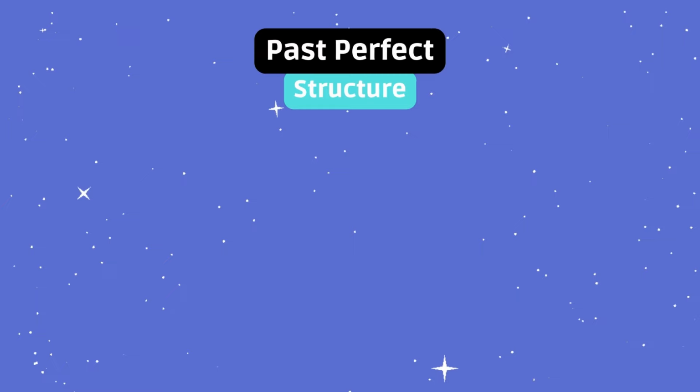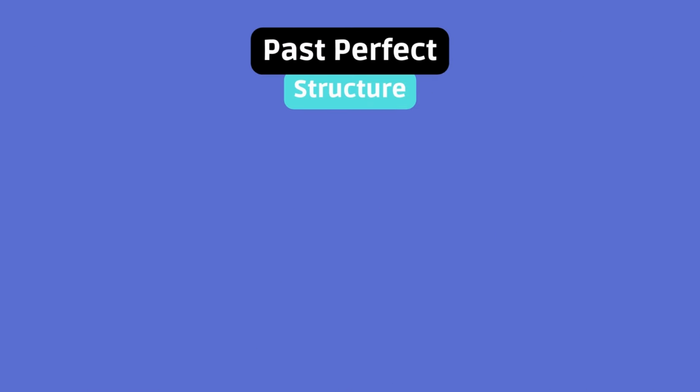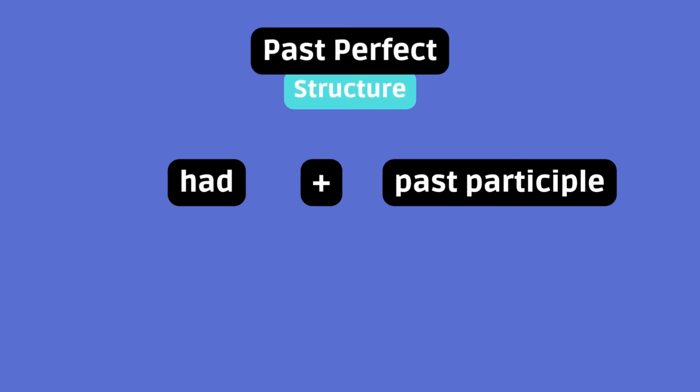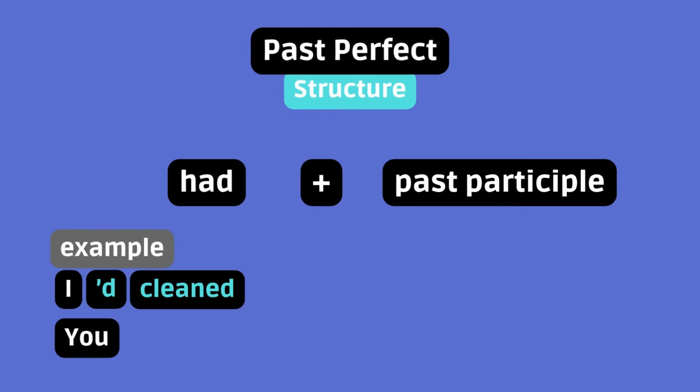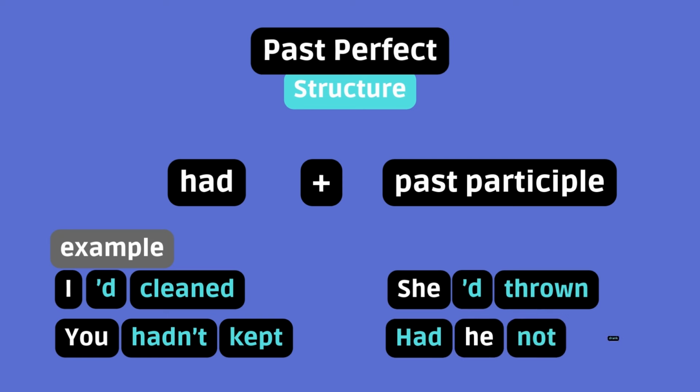Structure of the past perfect. Second brief overview. This one will even be briefer. It's about the past perfect. Its structure resembles the present perfect, but with a key distinction. So, two words, had and a past participle. Example, I'd cleaned, you hadn't kept, she'd thrown, had he not drunk.